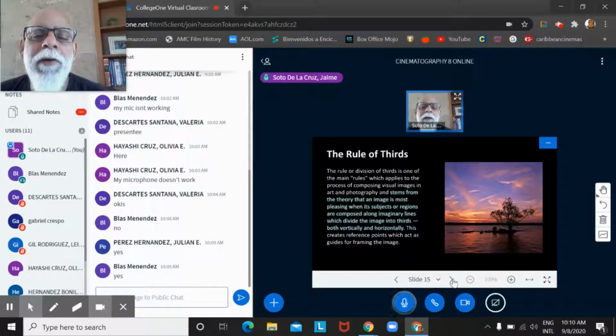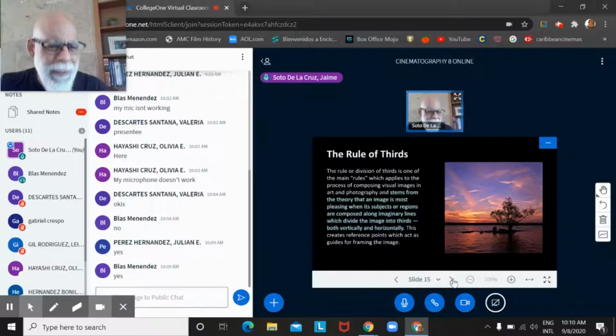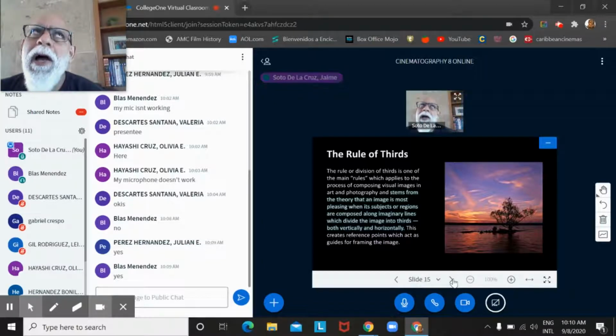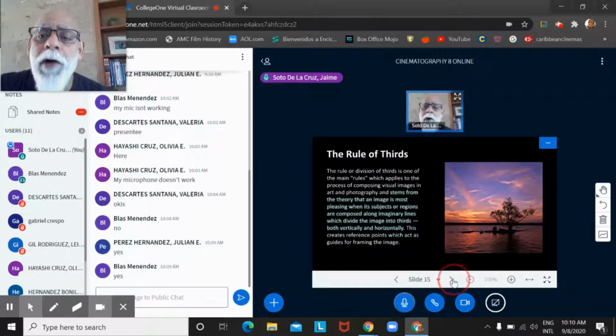You'll be applying the rule of divisions of thirds. And basically, the idea behind this is that when you apply this, your images will look more balanced, they will be more aesthetically pleasing, and they will be a better picture overall.